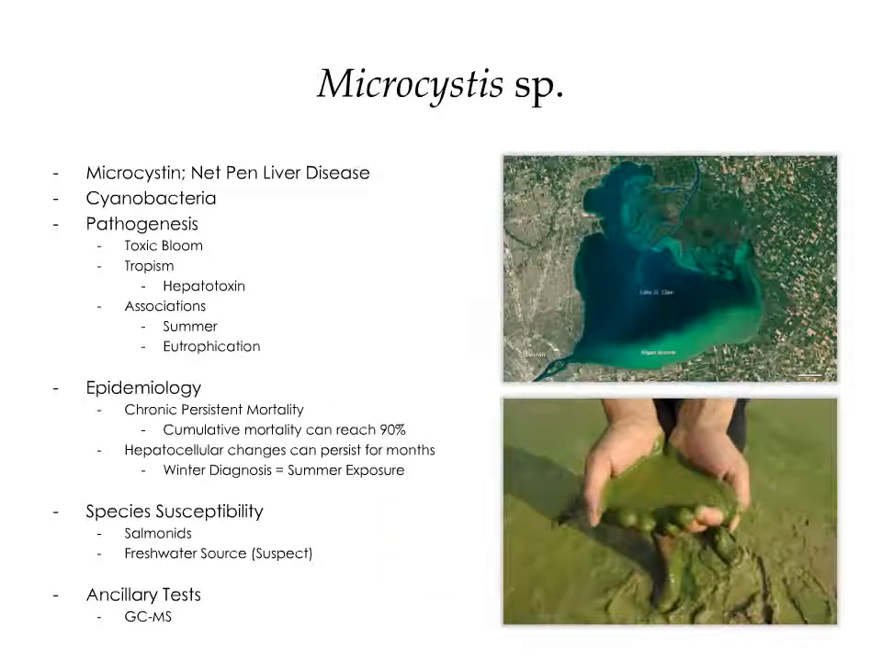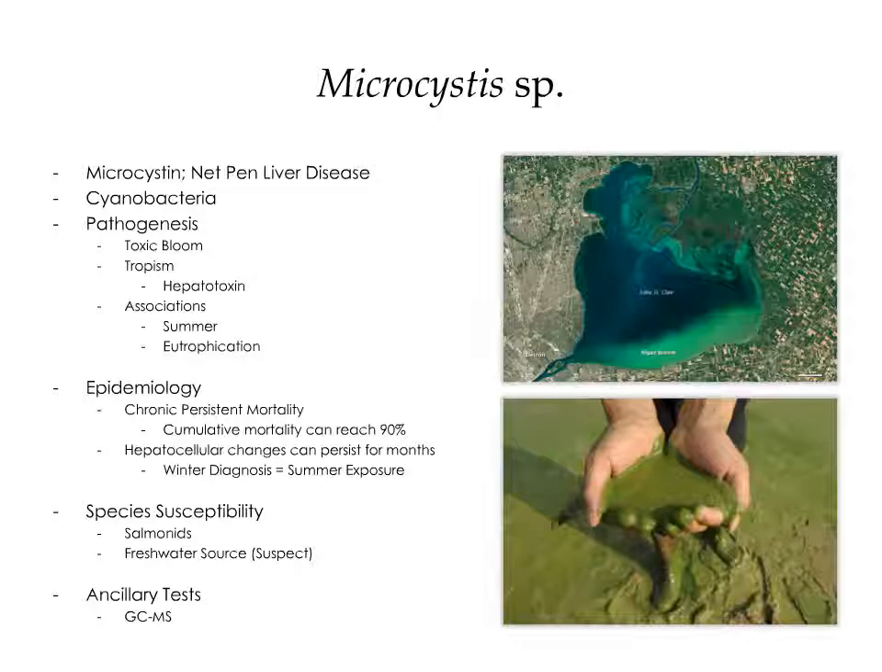Microcystis is a genus of cyanobacteria that are responsible for toxic blooms involving the production of microcystin. This toxin is responsible for NetPen liver disease. Microcystin specifically targets hepatocytes. Blooms typically occur in the summer in areas where eutrophication is a problem.